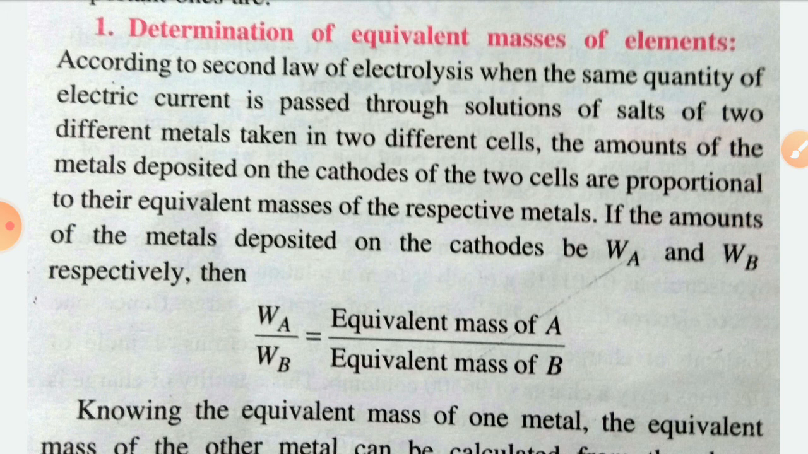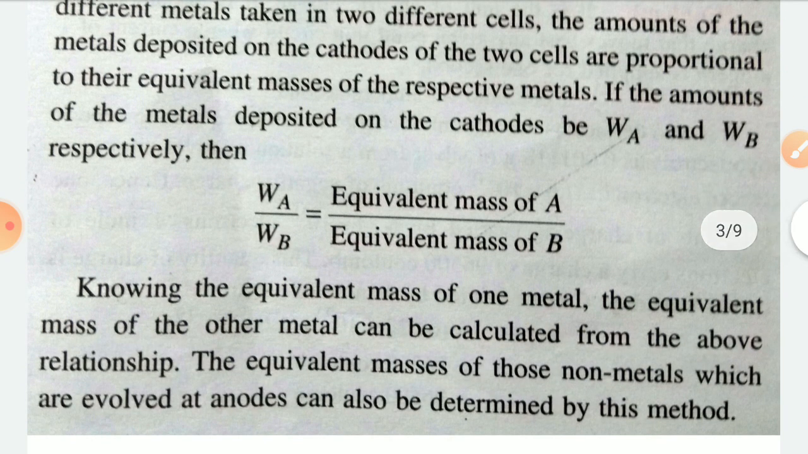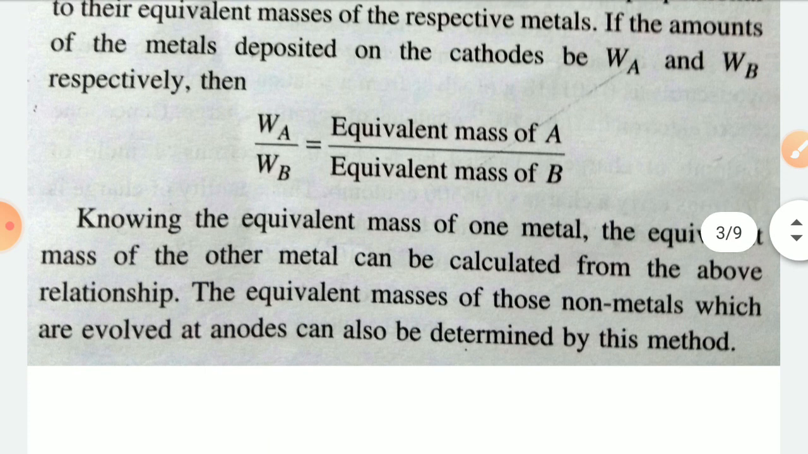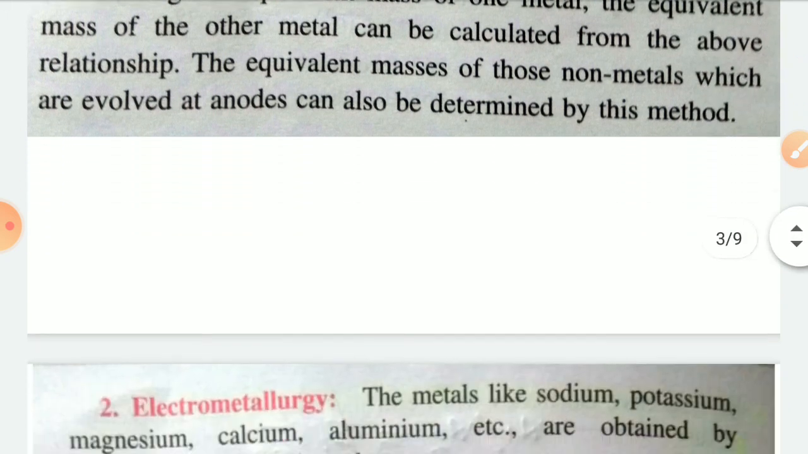So if there are 2 elements A and B, we may apply Faraday's second law of electrolysis as W A upon W B is equal to the equivalent mass of element A upon the equivalent mass of element B. So knowing the equivalent mass of one metal, the equivalent mass of the other metal can be calculated from the above relation. The equivalent mass of those non-metals which are evolved at the anode can also be determined by this method.